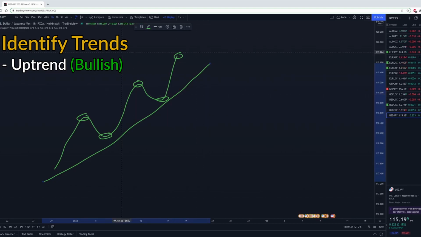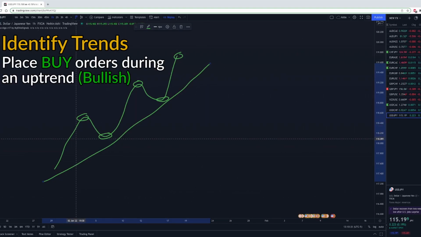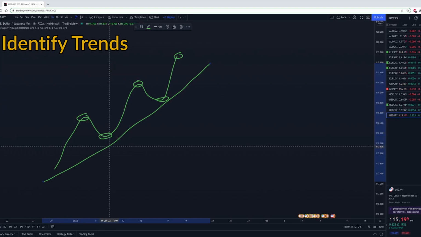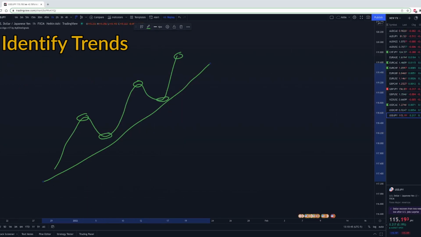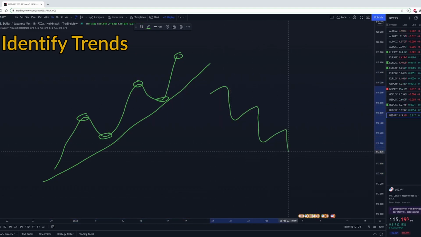So during this time, you only want to be focusing on placing buy orders and not short orders. So what you're actually looking to do is hop into the trend and place your trades right here and right there. That's exactly where you guys want to be placing your trades when it comes to an uptrend.